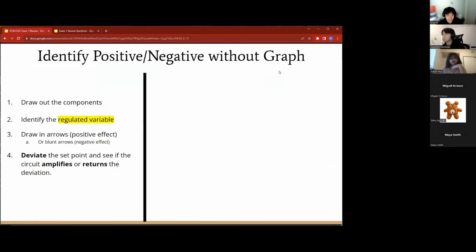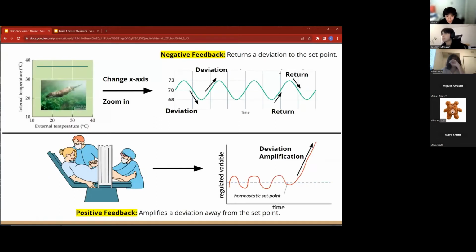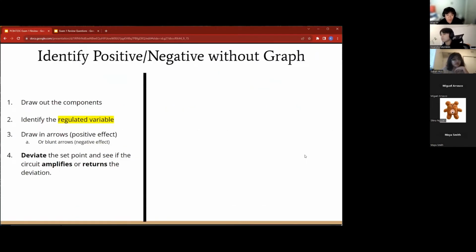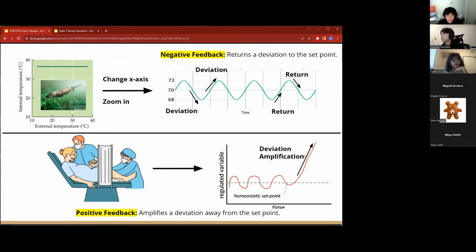So next, some of you might have had problems with this. For example, on an exam, you might get a graph that looks like this. And like I said, you can tell this is negative feedback because there's a deviation, and then there's a return. And you can tell this is positive feedback because instead of returning, you just go way off the graph. On the exam, however, you also will get questions that ask you, is this positive or negative feedback? But you won't be given this graph.